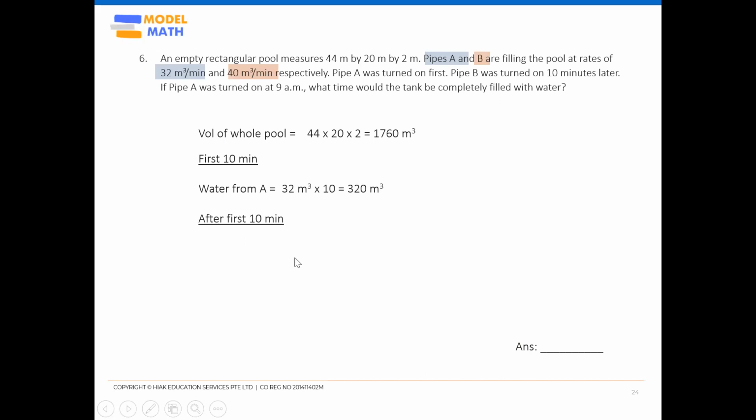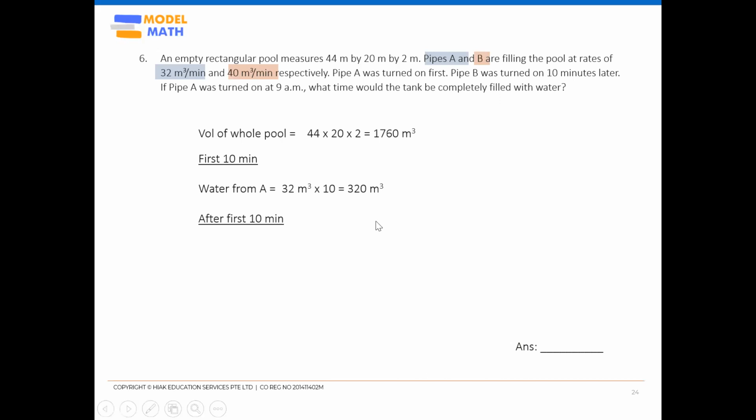So after first 10 minutes, since the pool is now partially filled with this 320 cubic meters of water, now don't forget, you want the whole pool to be completely filled. Okay, and after the 10 minutes have passed, this time pipe B is going to be switched on. Now, but notice that we are not switching off pipe A. Pipe A will still be left switched on. So in other words, after the first 10 minutes, both pipes will be working together to fill up the pool. In fact, I would say to fill up the remaining pool, right?